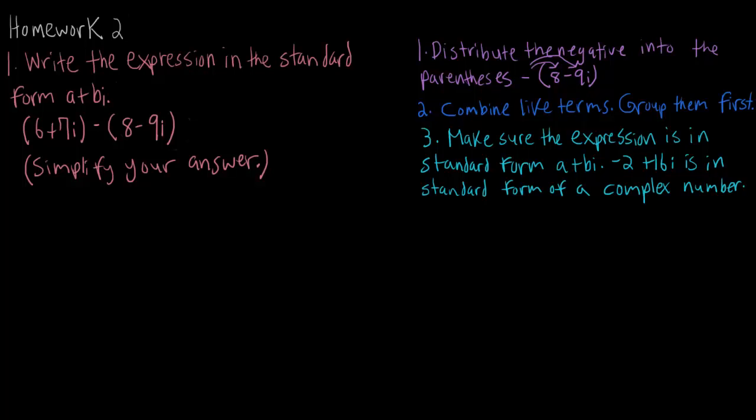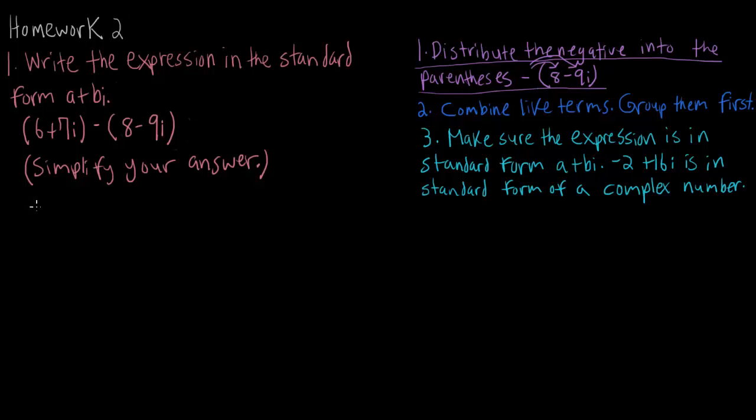Homework 2. 1. Write the expression in the standard form a plus bi. 6 plus 7i in parentheses minus 8 minus 9i in parentheses. Simplify your answer. We're going to start with step 1, which is to distribute the negative into the parentheses. So you'd have negative times 8 and negative times negative 9i.